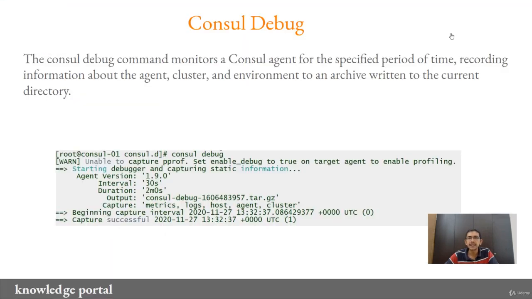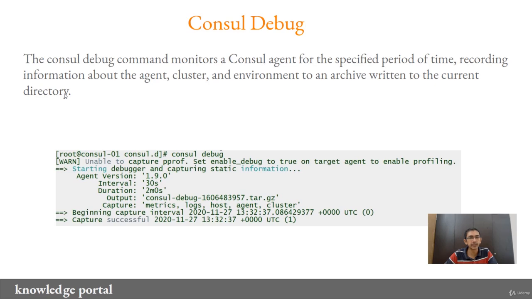The second one is related to Consul debug. The Consul debug command monitors a Consul agent for a specific period of time and records information about the agent, cluster and environment to an archive written to the current working directory. This is also used during support. Let's say you have a complex Consul environment and things are not really working well. What you can do is run Consul debug, which will monitor for a specific period of time and save it to an archive.